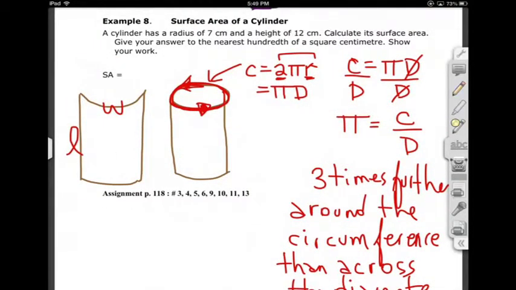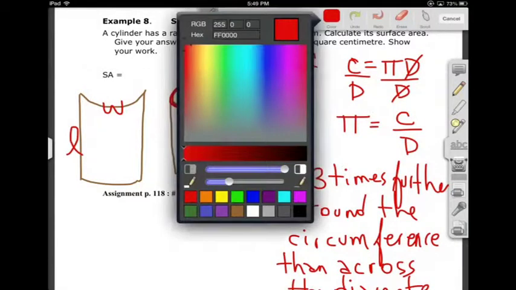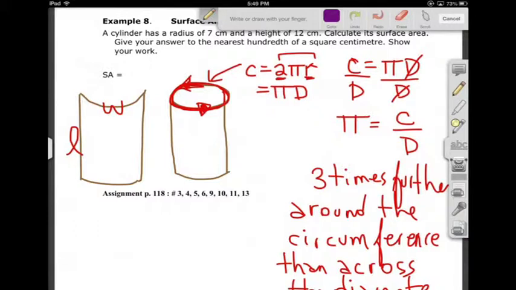Let's choose a different color. Sort of need a formula for this. Let's see if I can fit her in. Surface area, there's two circles, the top and the bottom, right? There's one there too. So you have to consider those areas. There are 2 pi r squareds. That's the area of a circle.